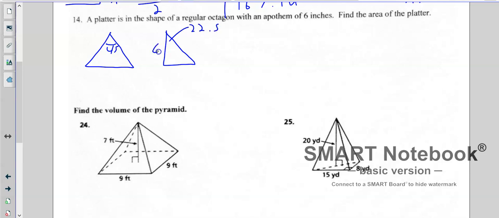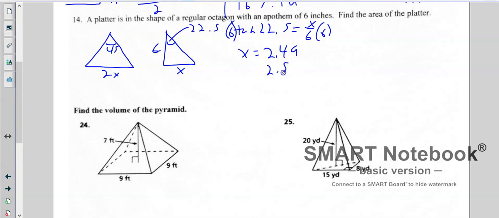We already know the apothem is 6. Okay, we need to find this side and then double it to get this side so we can get the perimeter. So we have the adjacent and we're trying to find the opposite. So that's tangent. So tangent 22.5 equals opposite over adjacent. This is the easy one where we just multiply by 6. When we do that, we get 2.49. All right, which I'm just going to round to 2.5, which means each side is 5.